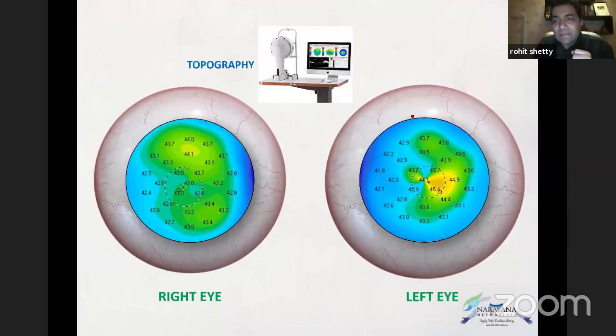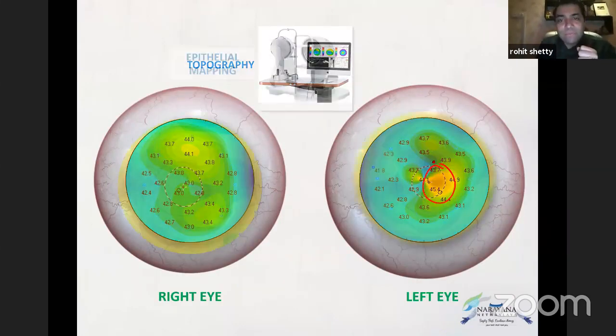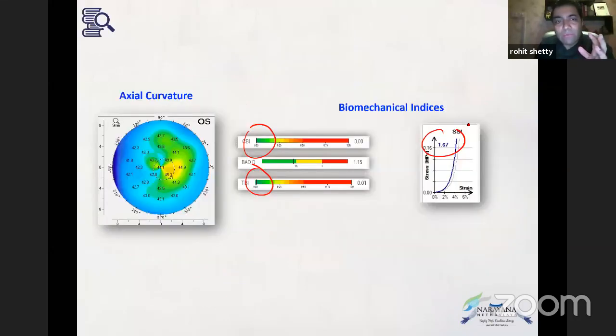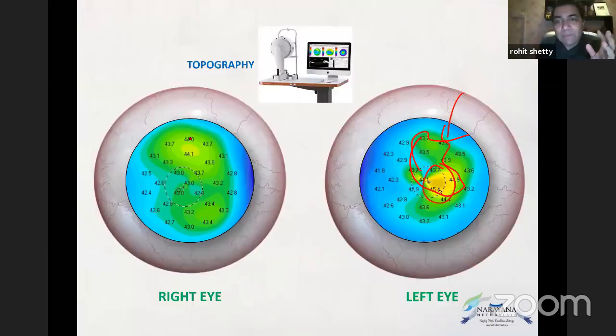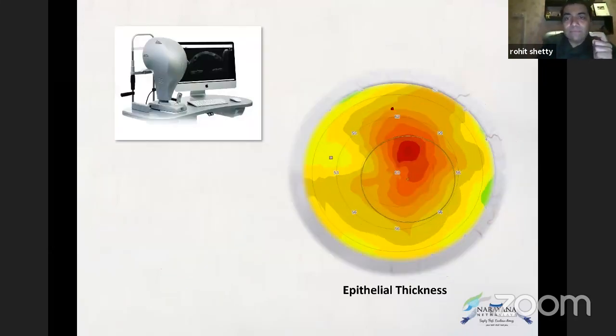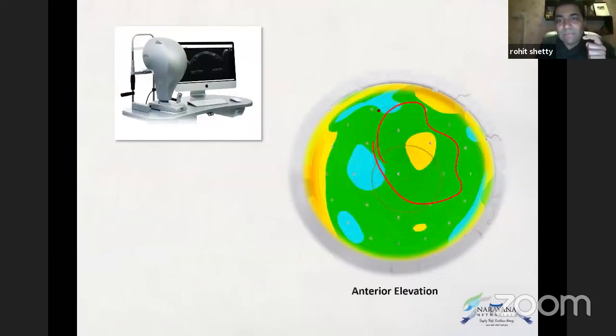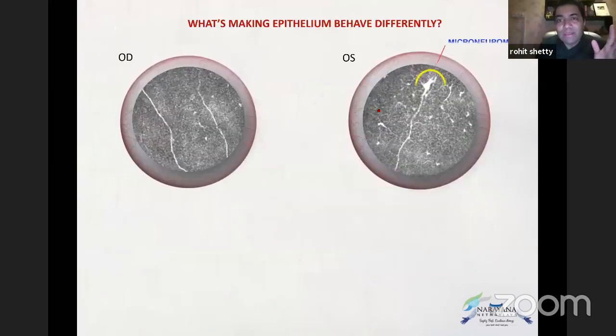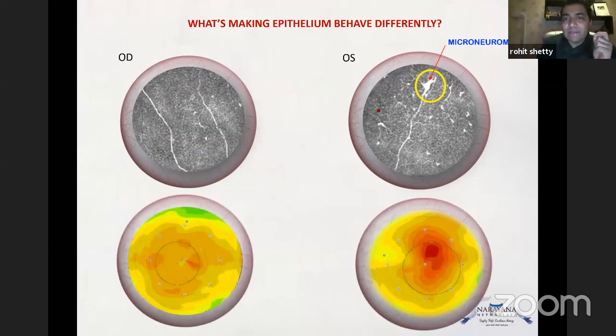And what you see here is an abnormal case, and you see the map here very clearly. That is because that area, what is abnormal here, is actually an epithelial hyperplasia. Again, a localized hyperplasia, which is the one which is changing. This is anterior elevation. There's nothing on the stroma. The stroma looks healthy. Again, a microneuroma. The microneuromas sometimes create these localized changes, which could change the way the topography is.